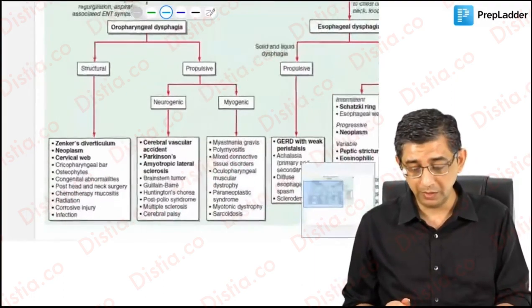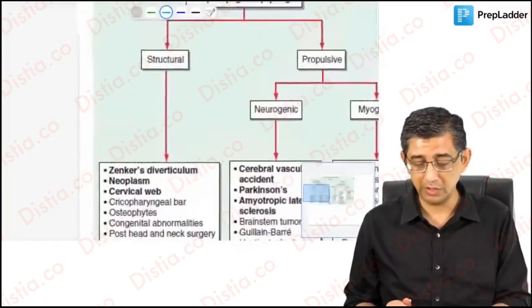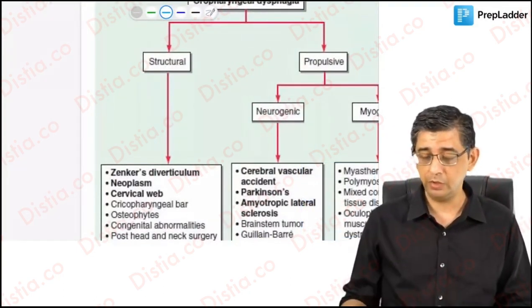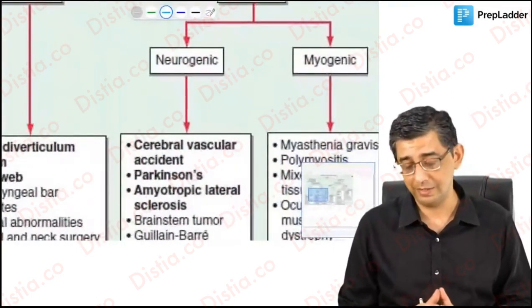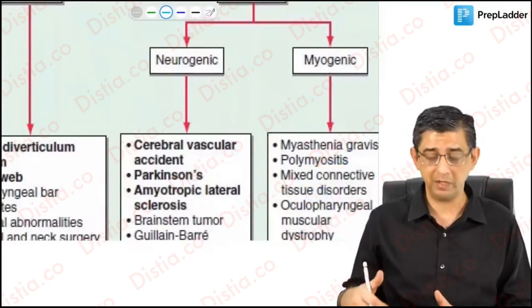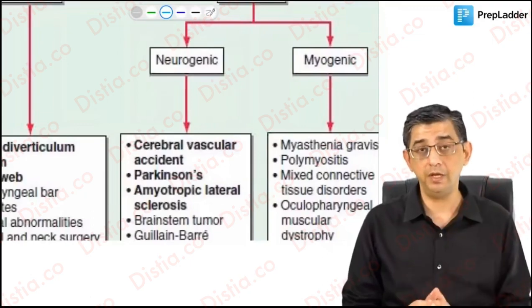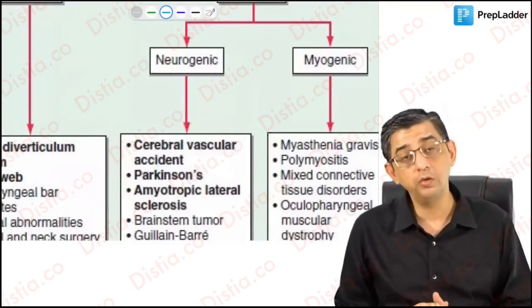Like if I just zoom into the table, you can see one of the structural issues that he has always talked about is Zenker diverticulum and a neoplasm. And when it comes to a neurogenic cause, one of the important causes to be considered is cerebrovascular accident, though even Parkinsonism and amyotrophic lateral sclerosis can be having issues with feeding, and the topics are definitely covered in neurology.